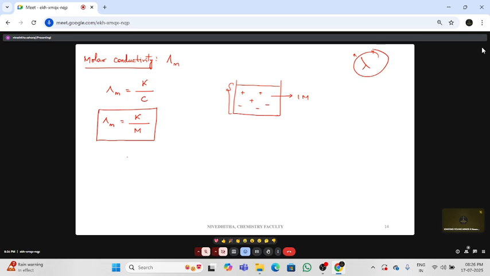Okay. So first of all, we have to know the unit of all these parameters. What is the unit of molarity?